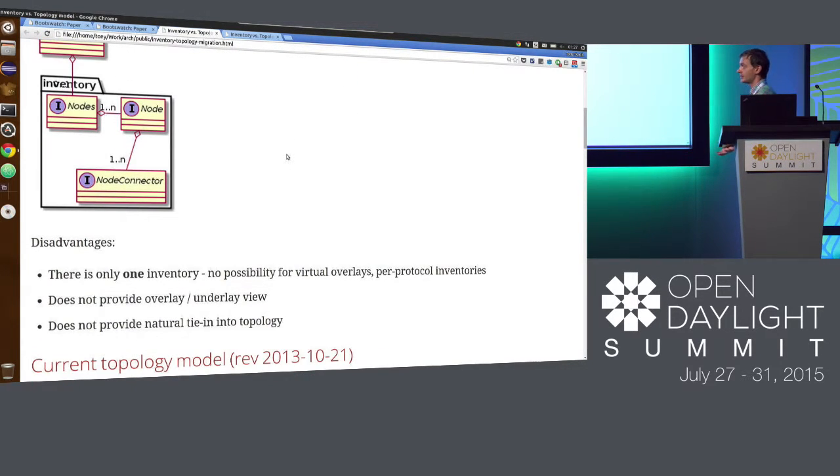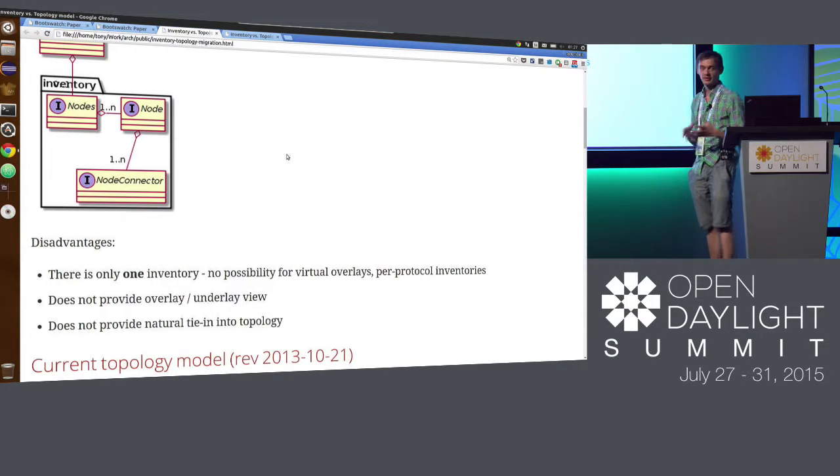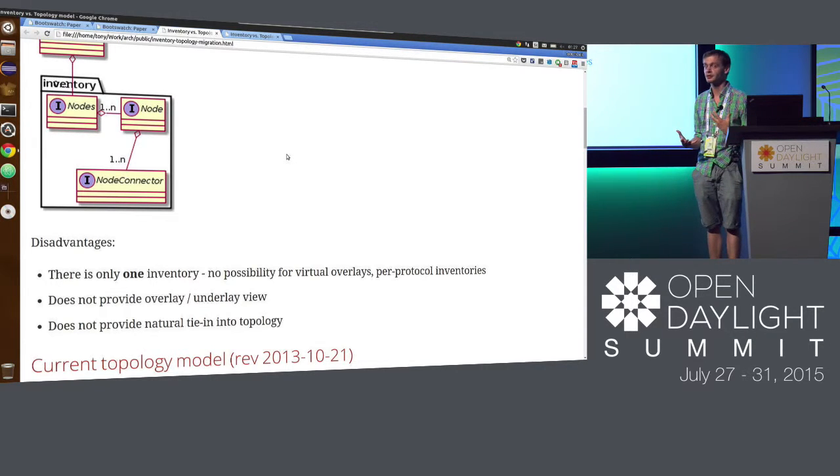But this model has several disadvantages. There is only one inventory. You cannot create multiple inventories which are accessible to separate users or to have an inventory specific to the protocol. Also, the terminology in this model doesn't provide you an overlay view if you are dealing with layered networking. And as I mentioned, it doesn't provide a tie-in into the topology model.